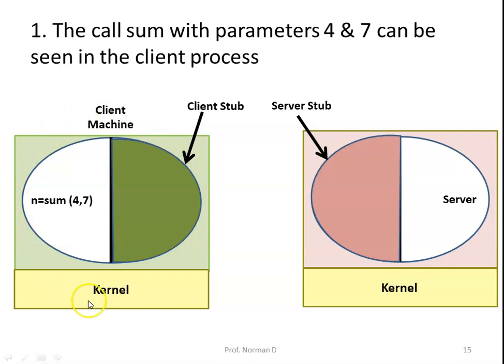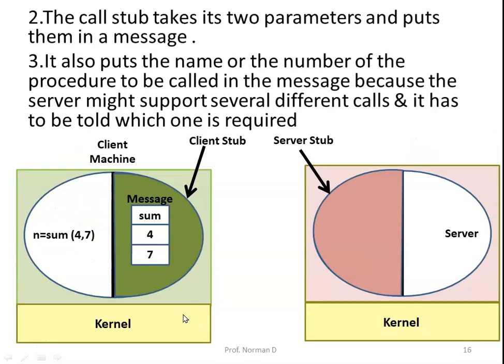Same way, we have a client machine, we have a server machine. We have the client stub over here and we have the server stub. Kernel of the client machine, kernel of the server machine. Now the call to this particular function, that is sum with parameters 4 and 7, can be seen in the client process. So the client machine will call the client stub.